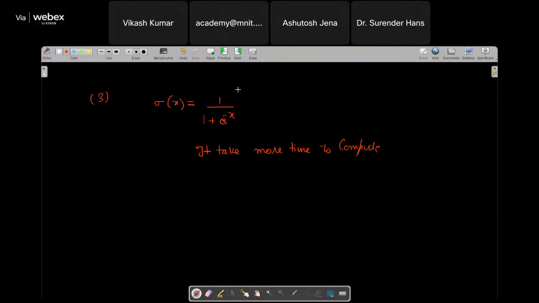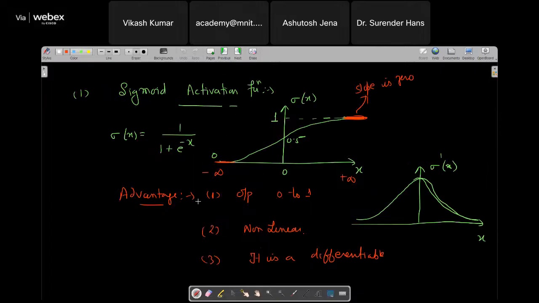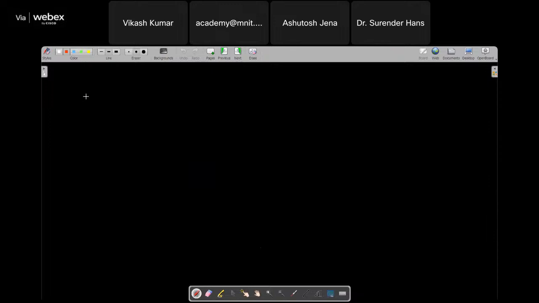So these three are the drawbacks, and three are the advantages of the sigmoid function. I hope this sigmoid function is clear to all of you. Now the second activation function is tan h, the hyperbolic tangent function.